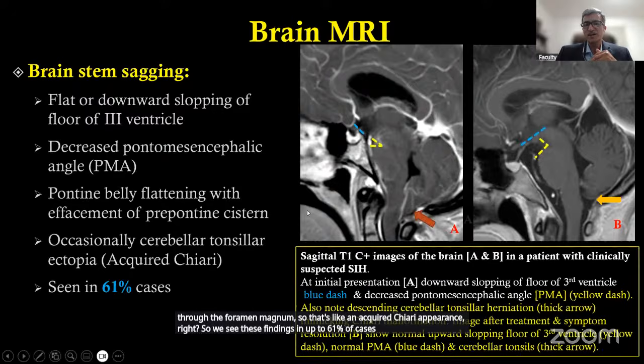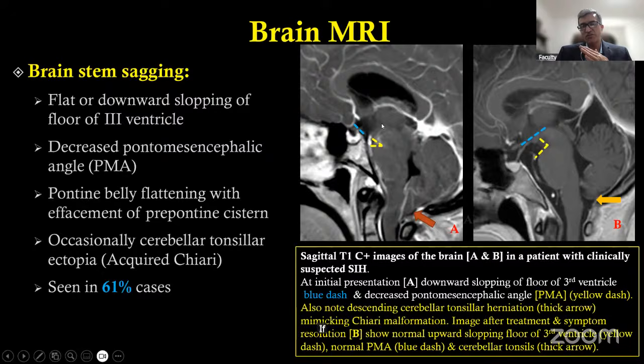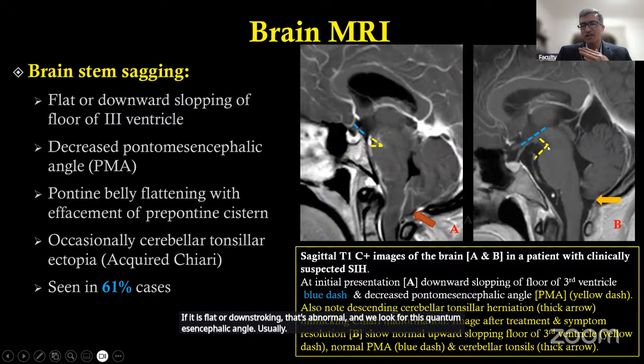So that's your direction of the floor of the third ventricle. This is normal, which is kind of upstroking. If it is flat or downstroking, that's abnormal. And we look for this pontomesencephalic angle. Usually it's more like an obtuse angle normally. In affected patients, it's going to be more like an acute angle. And also the mammillopontine distance is going to be reduced in these patients, as is the prepontine distance. Okay.